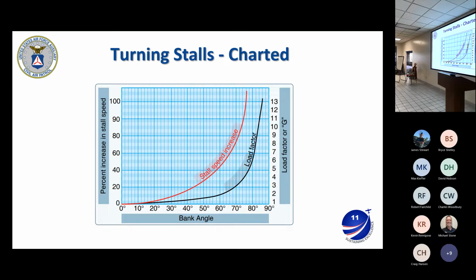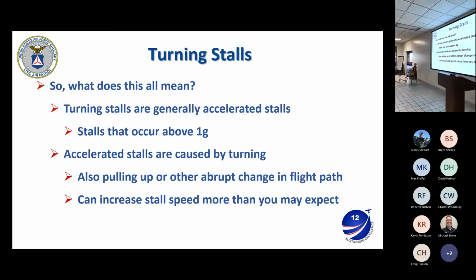Okay. So let's keep our flying under 75 degrees of bank. I think there's other reasons why we need to keep the angle of bank less than that. So we shouldn't have a problem with 75 degrees unless there's a significant emergency. Okay, so what does all this mean? What it means is turning stalls are generally accelerated stalls.